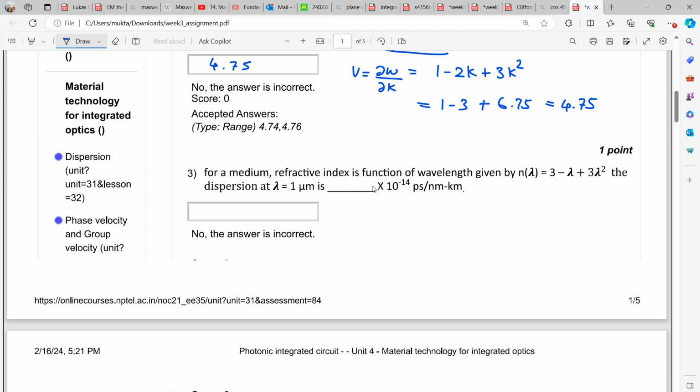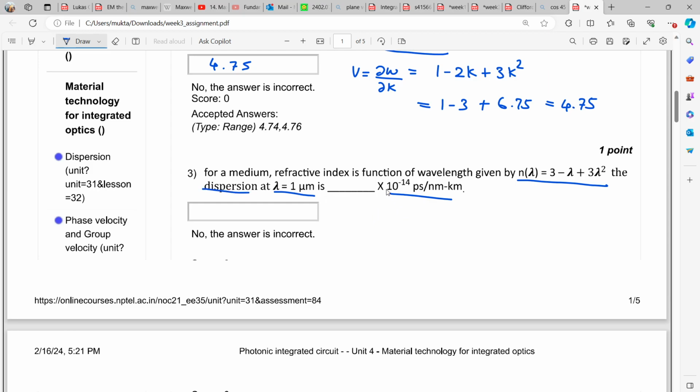For a medium, the refractive index is a function of wavelength lambda, given by this. Okay. Now the refractive index they have given as a function of lambda. The dispersion at lambda equal to 1 micrometer is how much, in picosecond per nanometer kilometer? Right. So for this we need to understand how we define this dispersion coefficient.